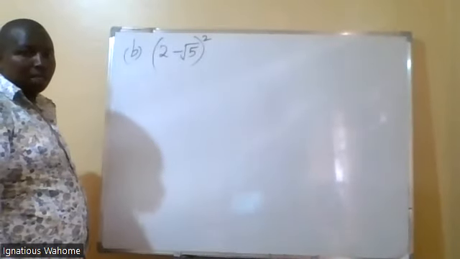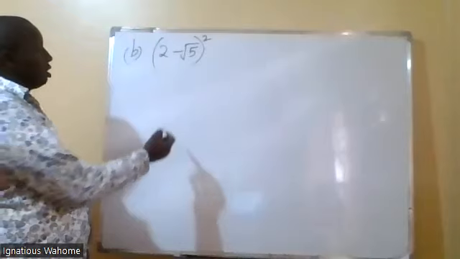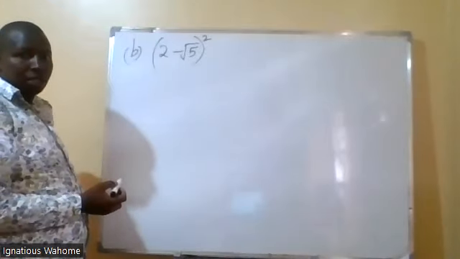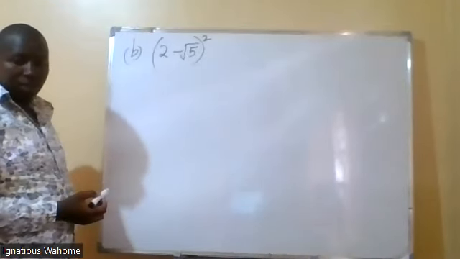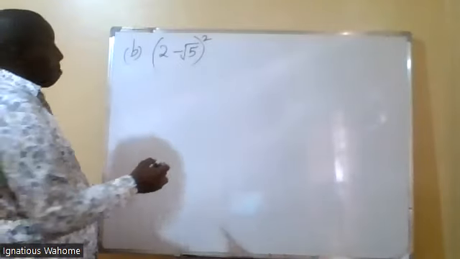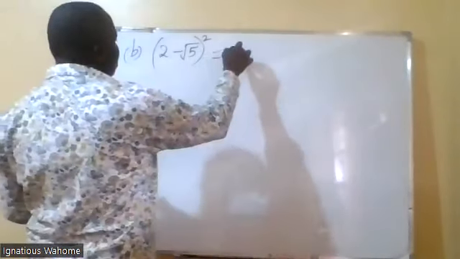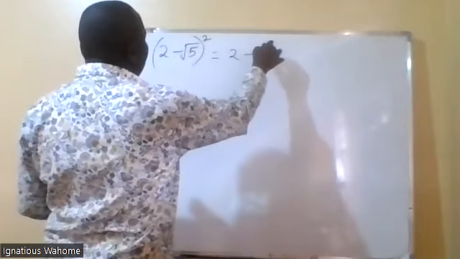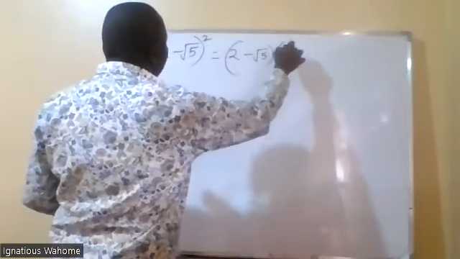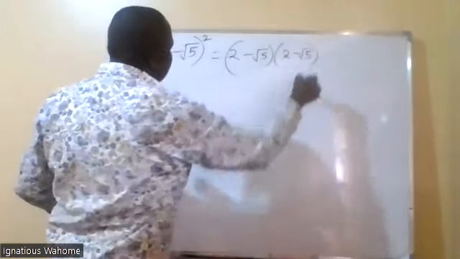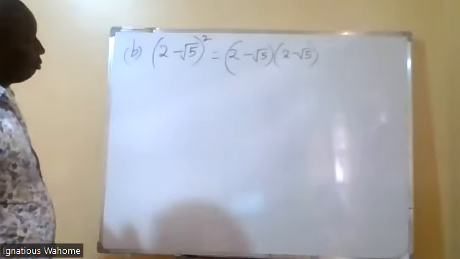So let's expand this. Let's expand 2 minus root 5 squared. This one is the same as saying 2 minus root 5 and 2 minus root 5. You are supposed to expand like that.